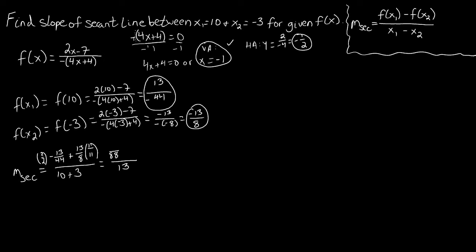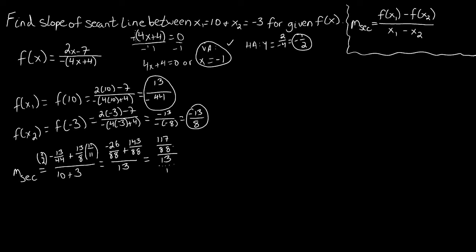2 times negative 13 gives us negative 26. 11 times 13 gives us 143 over 88. So this really becomes 1 fraction over 88. We're going to keep our denominator going. Negative 26 plus 143 works out to be 117. So we have 117 over 88 over 13, and we understand that this is over 1.